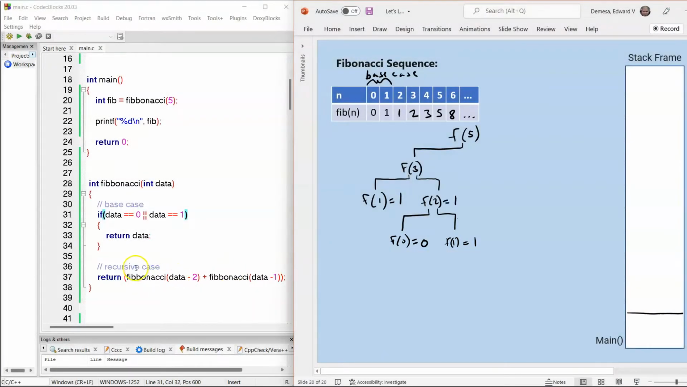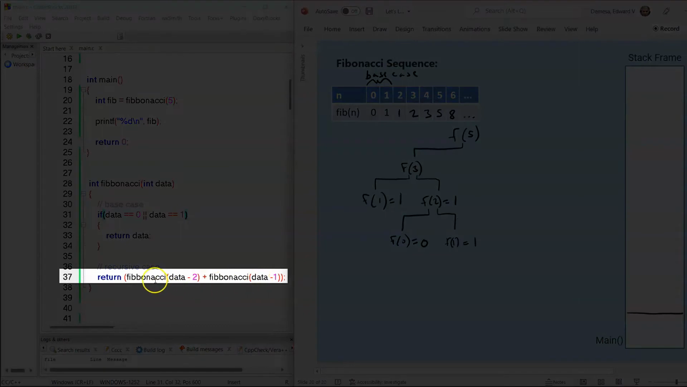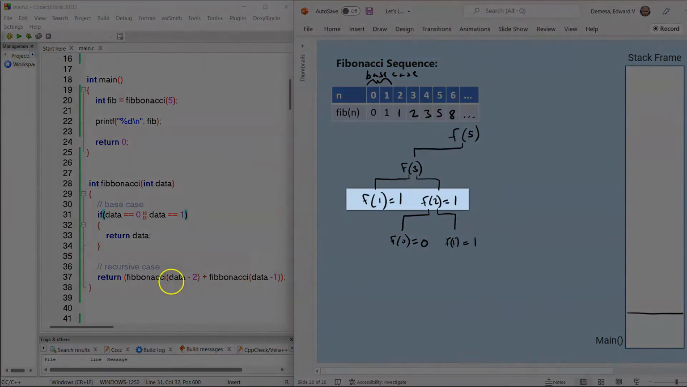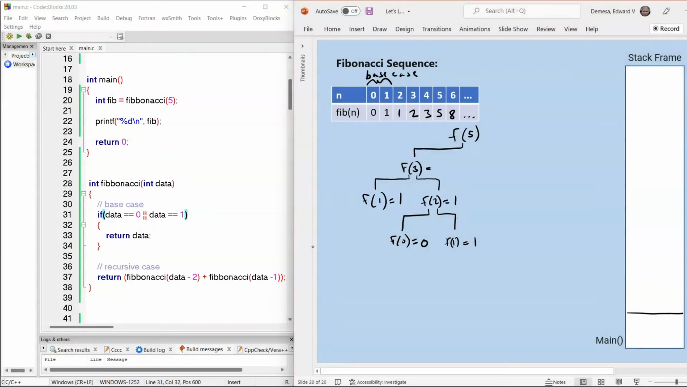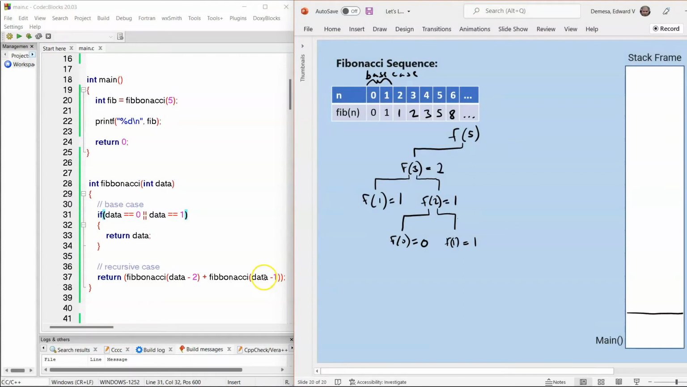The control then resumes back to f of 3, and f of 3 resumes on line 37, where there's nothing left to do, so it returns the addition of f of 1 plus f of 2, and in this case 1 plus 1 is 2, so f of 3 becomes 2. The control then goes back to f of 5, and f of 5 resumes on line 37, where it calls its second recursive function, and in this case 5 minus 1, and 5 minus 1 gives us f of 4.